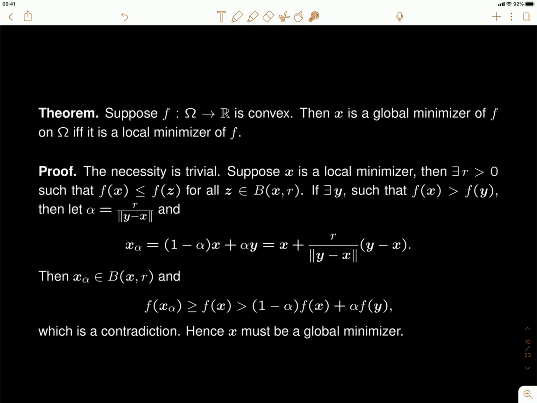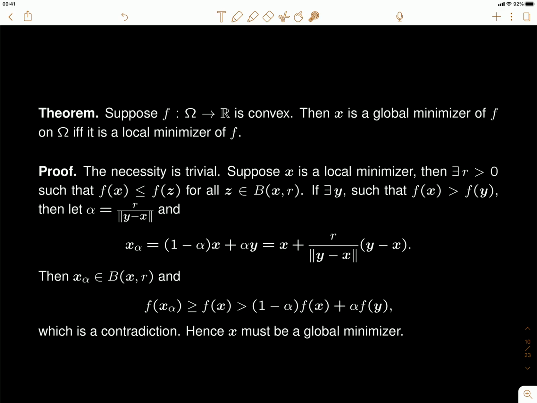Okay, so the convex function, as we mentioned before, has a very good property: it doesn't have any bad local minimum. Every local minimizer is a global minimizer as well. And this is given by the theorem here. Suppose the function f is convex. Then x is a global minimizer of f if and only if it is a local minimizer of f. Apparently if it's a global minimizer, it must be a local minimizer. That's always true.